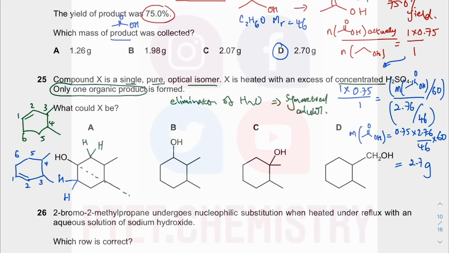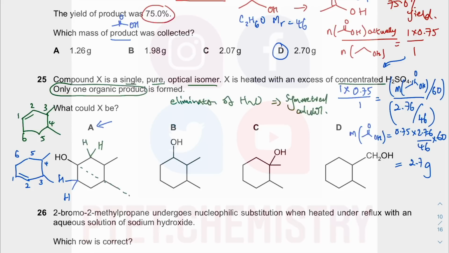Branch group at 3 and 4, branch group at 3 and 4, they are the same. So actually A might be the answer because these two are the same. So the one in green and the one in blue are the same. That's strange. Okay, never mind. So A could be the answer.